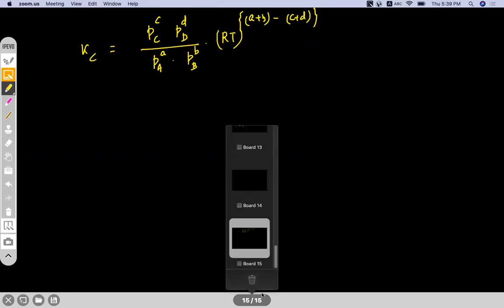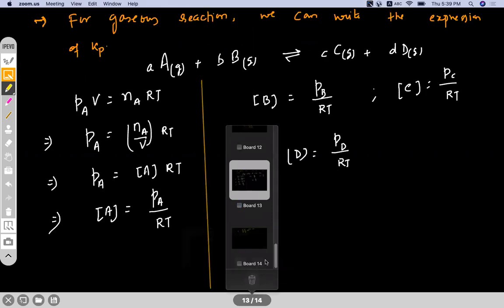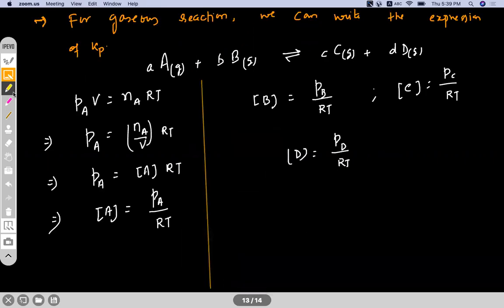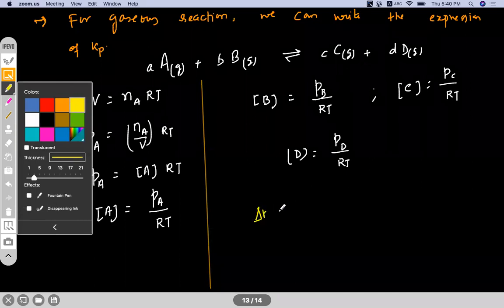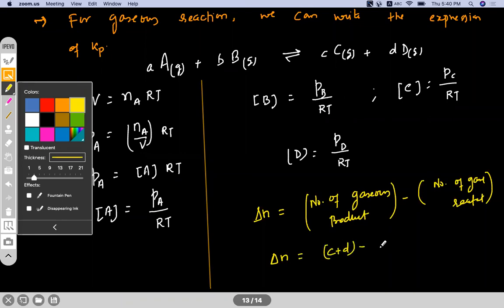One more thing you see here. In this one, if I find out delta N for this reaction, that is the delta NG only. So it is the number of gaseous product minus the number of gaseous reactant, same like we had in the last chapter, delta NG. So delta N equals what? We have C plus D minus A plus B.